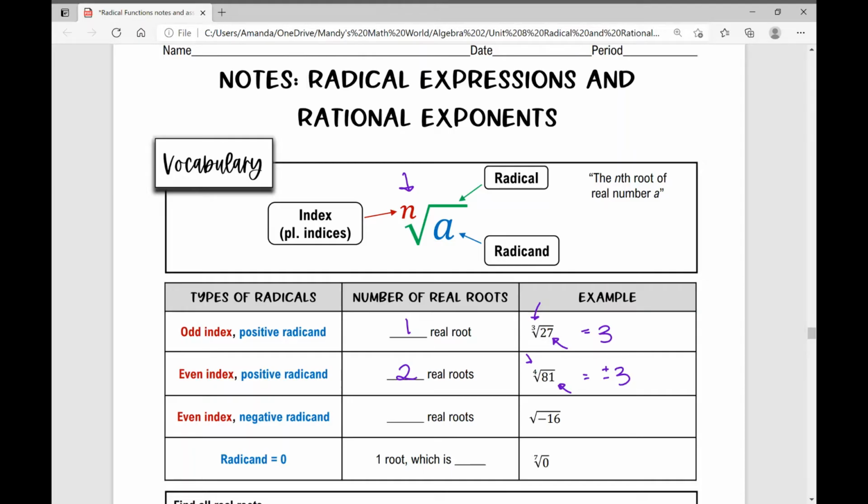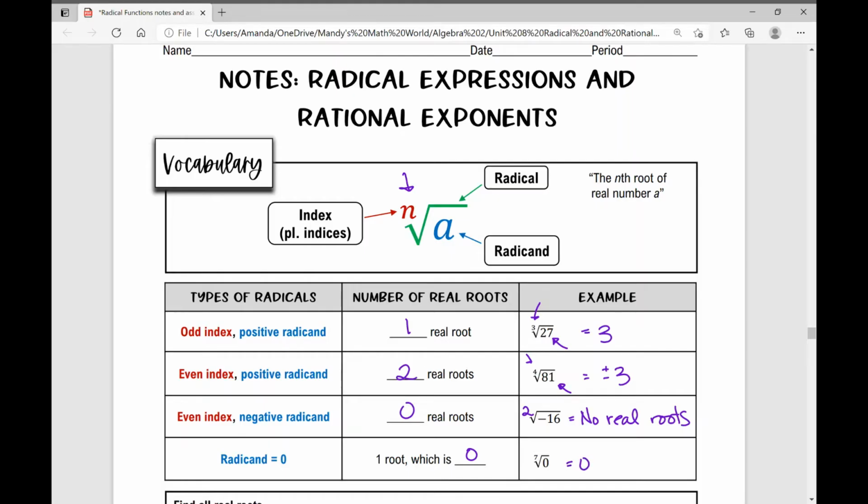In the next scenario, we have an even index and a negative radicand. In our example, the square root of negative 16, remember, if nothing is right here, it's assumed to be 2. So you actually won't have any real roots. The square root of negative 16 does not have any real roots. So no real roots in this scenario. And then the very last one, if you have a radicand of 0, you'll have one root, and that'll be 0. So the 7th root, 8th root, 9th root of 0 is 0.